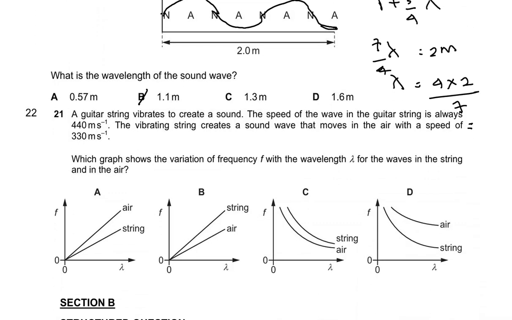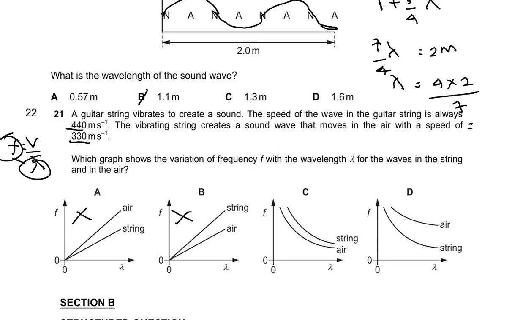A guitar string vibrates to create a sound. Which graph shows the variation of frequency with the wavelength? First, we have to know that the relation between frequency and wavelength is inversely proportional. So the diagram is a decreasing hyperbolic curve. So A and B are wrong answers.